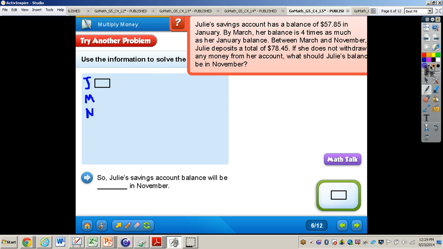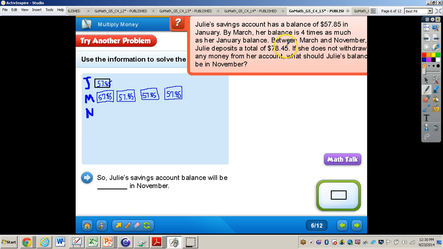I need to make my ink smaller here. $57.85. Now in March, her balance is 4 times as much as her January balance. So I'm just going to draw boxes. Those are a little small for me. I'm going to draw 4 boxes. Why 4 boxes? Because it's 4 times as much as her January balance. And inside each box, I'm going to write $57.85. And I want you to do the same in your Go Math.